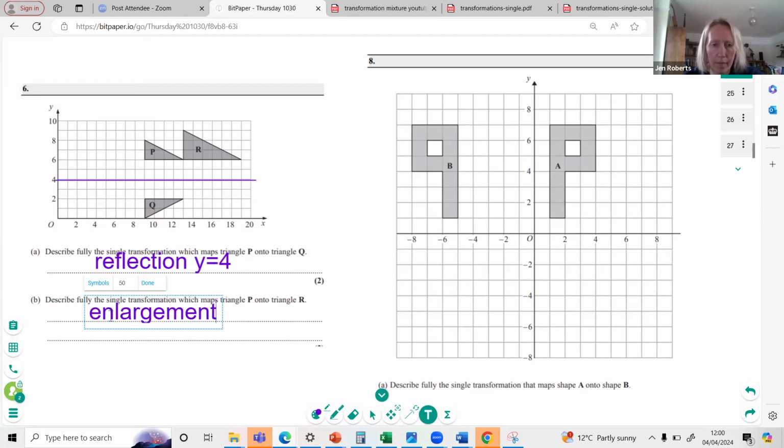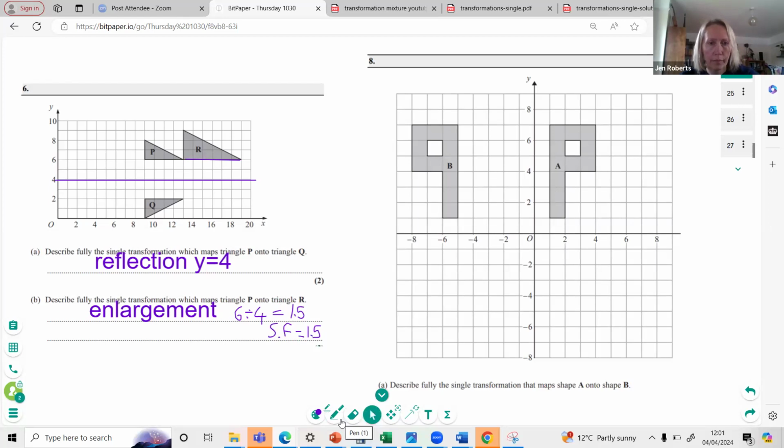P to R. Let's get our scale factor. So that's 4. And that's 1, 2, 3, 4, 5, 6. Right, so you might be wondering here. So you need the length of your enlarged shape, 6, divided by the same length of your original shape, which is 4. So what's 6 divided by 4? 1.5. So your enlargement here, scale factor is 1.5. Quite a tricky one. Hopefully you got that right, but don't worry if you didn't. Hopefully you can see how to do it now.